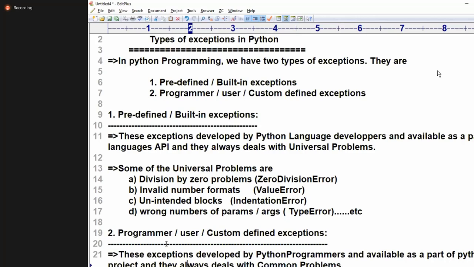Exception class required. Such exception class was not there in the language API. That's why, who needs to develop that exception class? KVR will not develop. You will develop it. KVR is also, if he is a programmer, he will develop it. KVR students also will develop.